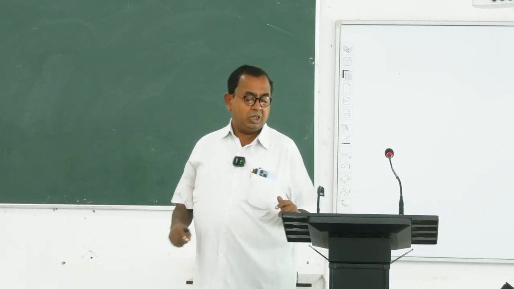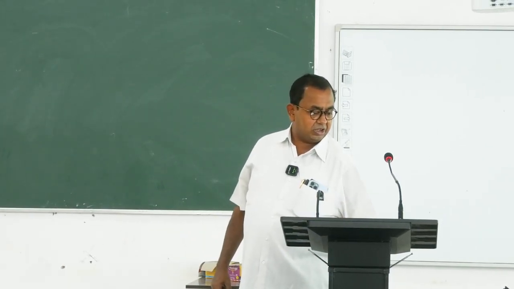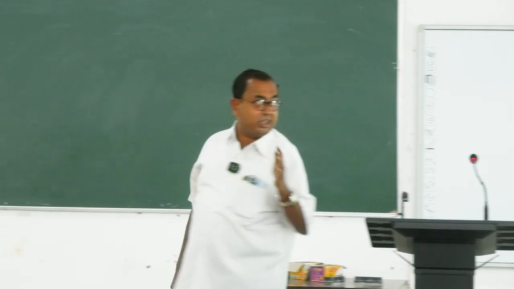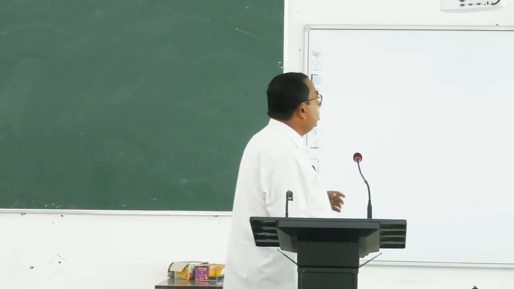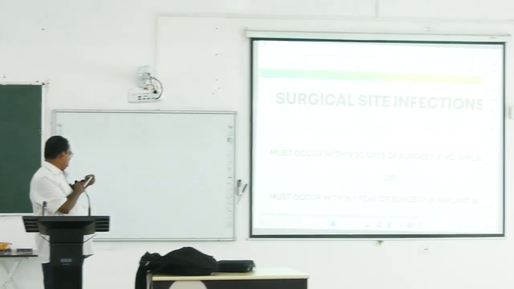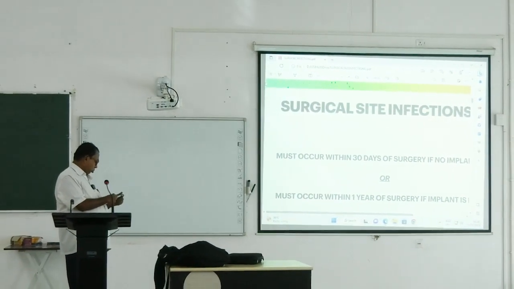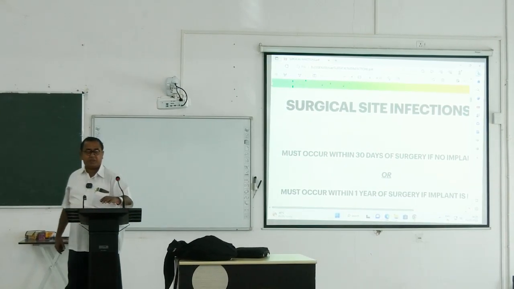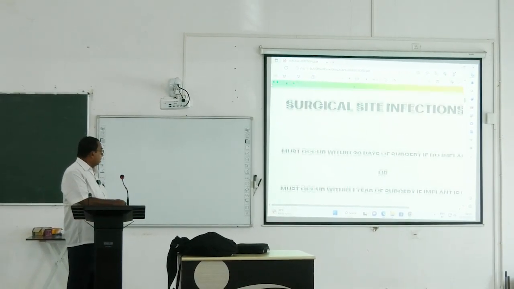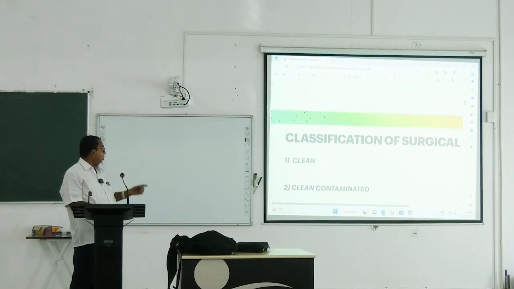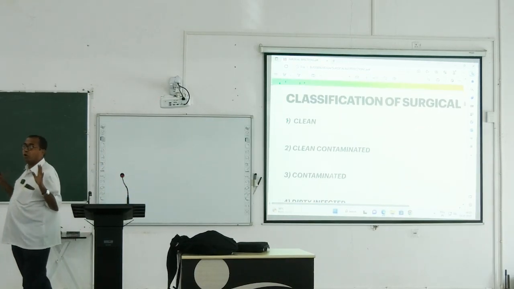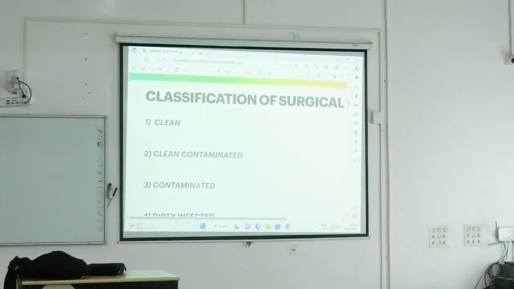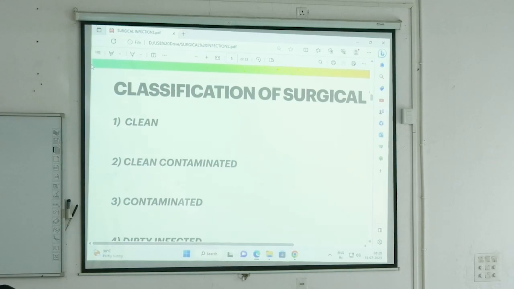Now, before surgical site infection, we have to go through the classification of surgical wounds. Classification of surgical wounds is of 4 types. Number 1 is clean. What do we mean by a clean wound?